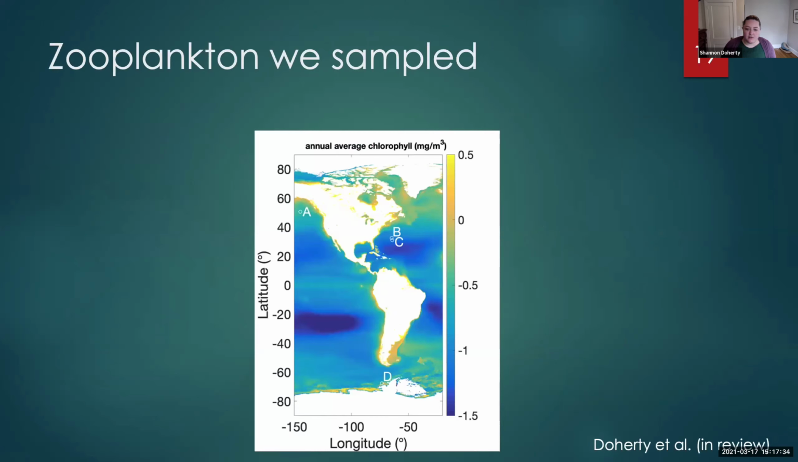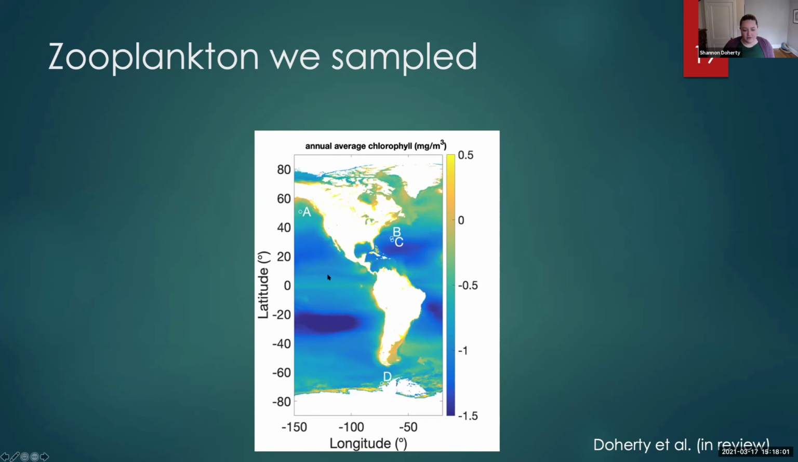To satisfy the first requirement that I just discussed for our signature, we need to have a signature that's ubiquitous, so it's not distinct to one organism or region. To do that, we have 4 different locations where we collected various zooplankton species. This is a map where the color bar is the annual average chlorophyll, which is a proxy for your nutrients and production in any given region.